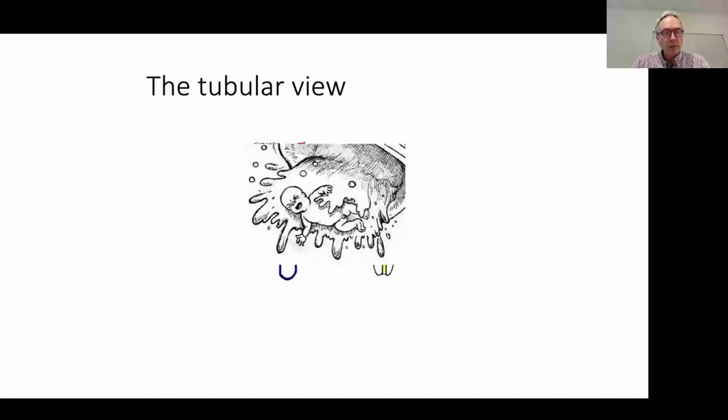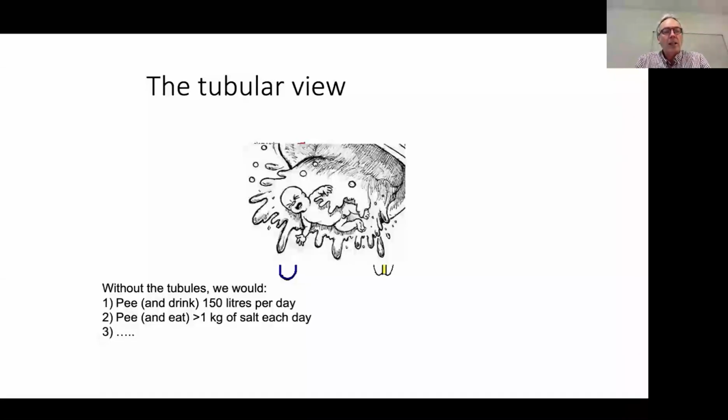And who needs to clean it up? Well, the tubules, of course. So without your tubules, you would pee and thus would have to drink 150 liters per day. You would have to eat more than a kilogram of salt.